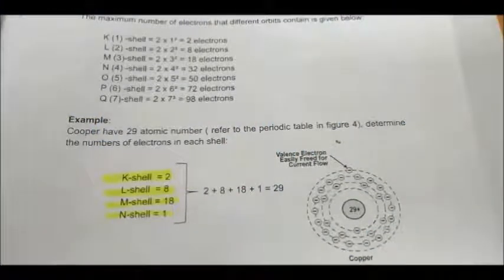The maximum number of electrons that different orbits contain is given below. K1 equal to 2 electrons, L2 equal to 8 electrons, M3 equal to 18 electrons, N4 equal to 32 electrons, O5 equal to 50 electrons, P6 equal to 72 electrons, and Q7 equal to 98 electrons.